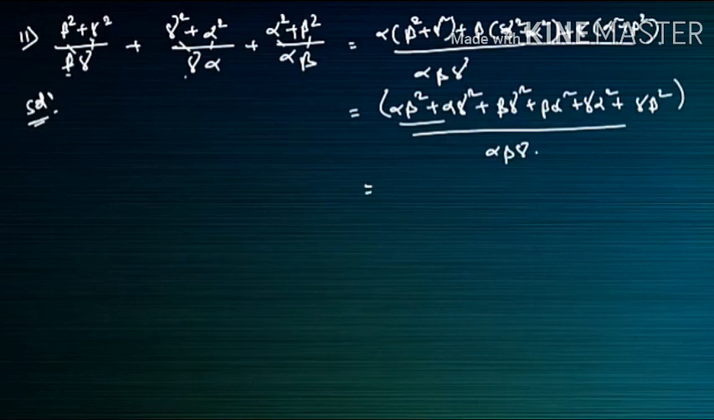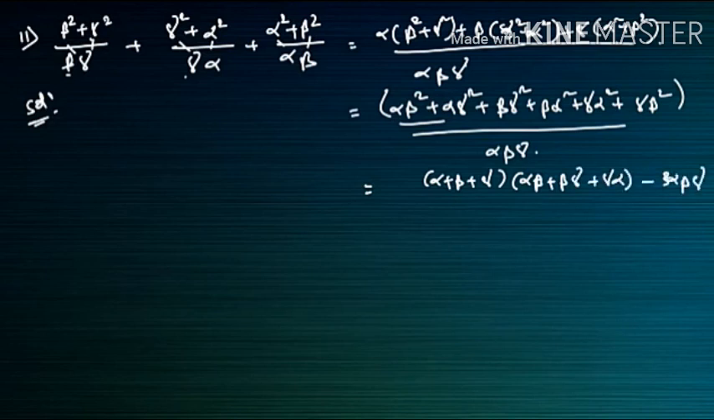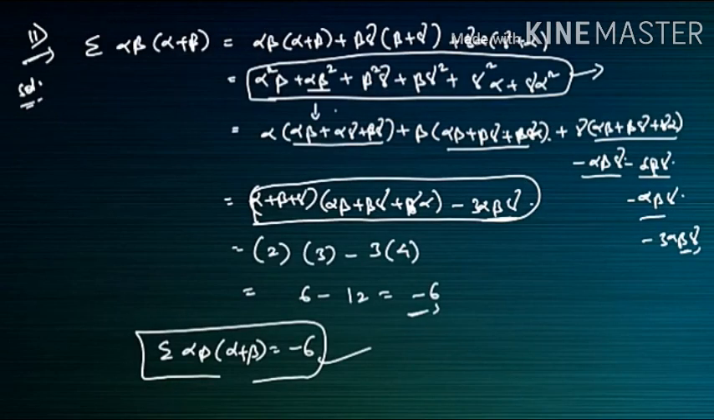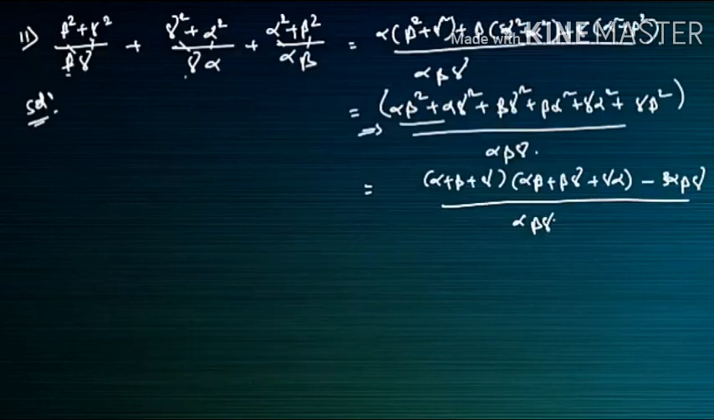So this total is equal to, I will take (alpha plus beta plus gamma) into (alpha beta plus beta gamma plus gamma alpha) minus 3 alpha beta gamma, divided by alpha beta gamma. I explained how this total comes in this question only, so please go through it. Please listen to the second question again, you will understand this one.